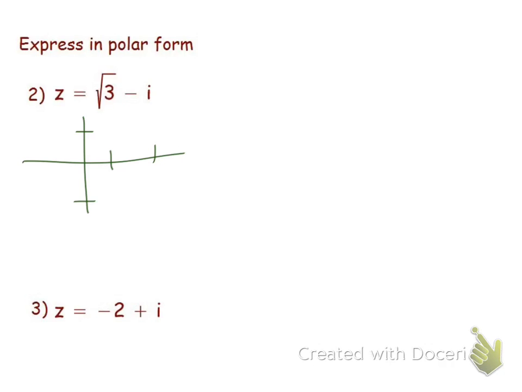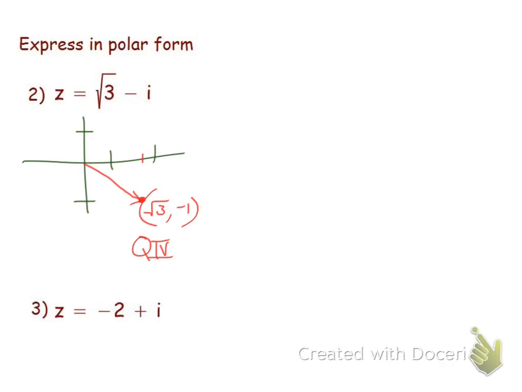And my real part is square root of 3, so that's going to be right about here. My imaginary part is -1, that's going to be right about here. So I have this complex number square root of 3, -1, and it appears in quadrant 4.